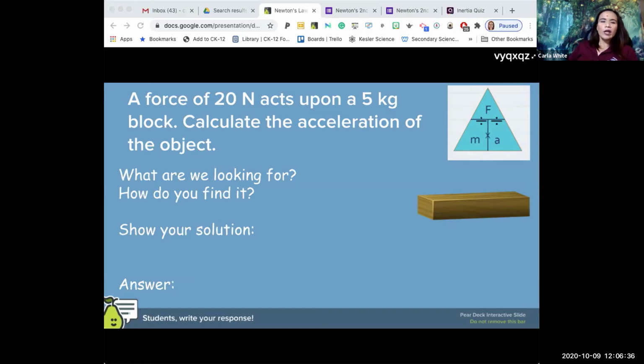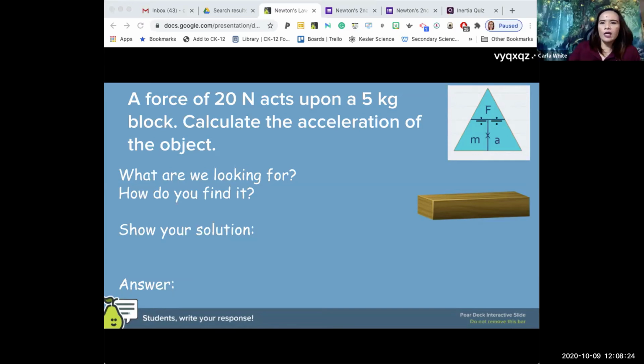Once you already identify what we are looking for, you got to cover that up in your triangle formula so that you would know how you find it, right? And then once you know how to find it, use the numbers given to you. What are you going to do with the numbers? Throw it out and answer. But first, let's see who knows. What are we looking for here this time? The acceleration. Yes, acceleration or A.